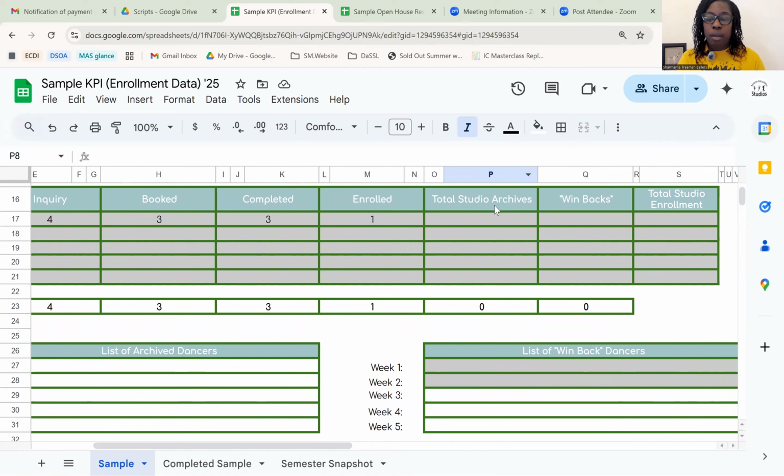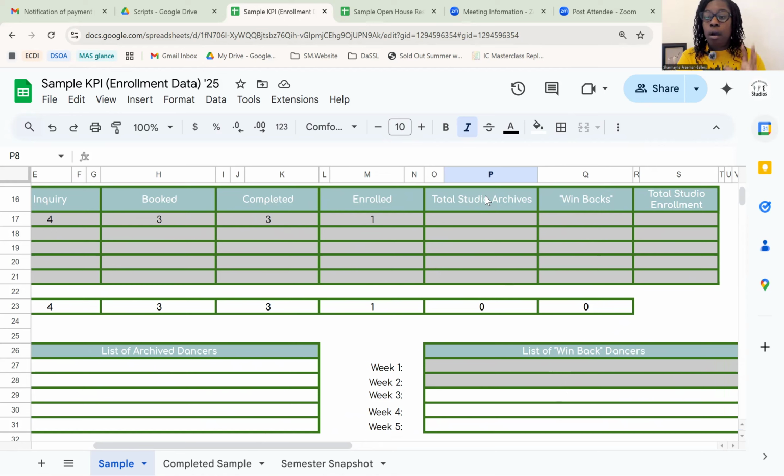Because whenever we have a family that is archived, we don't just let them be archived. There's information that we still want to be able to communicate to them. There's still marketing efforts that we want to give to them because we do not want to lose any of our families. And if we do, our goal is always win back. And so for any families that we win back, we indicate on the proper week, and we give the first and last name of the dancer.